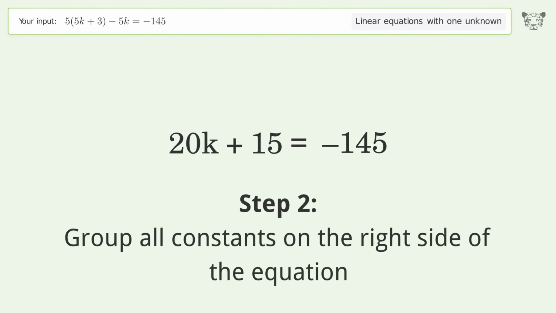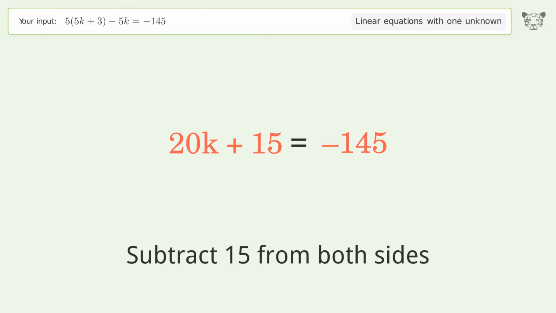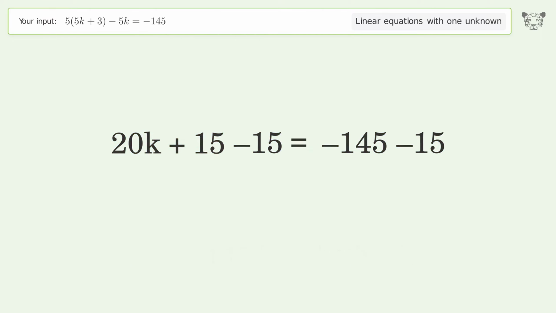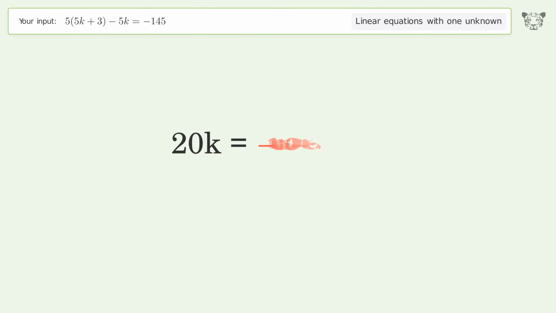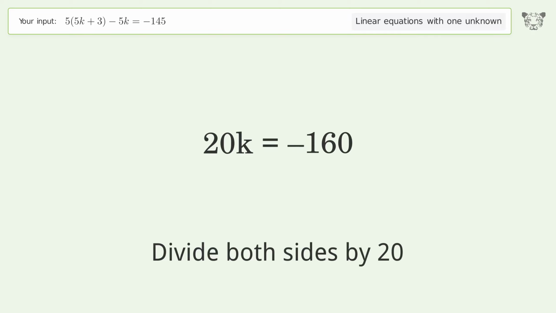Group all constants on the right side of the equation. Subtract 15 from both sides. Simplify the arithmetic. Isolate the k. Divide both sides by 20.